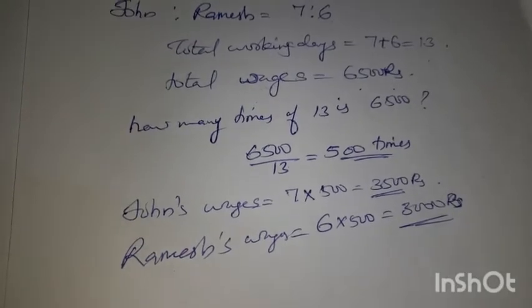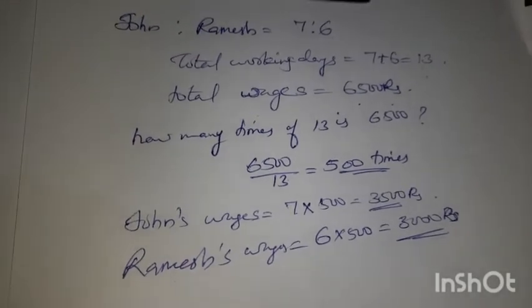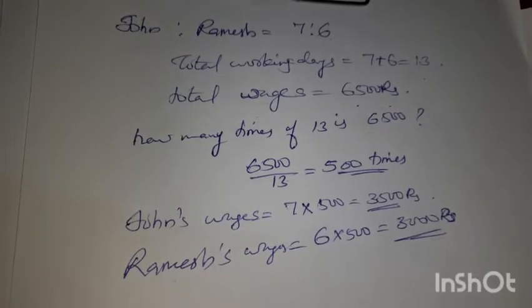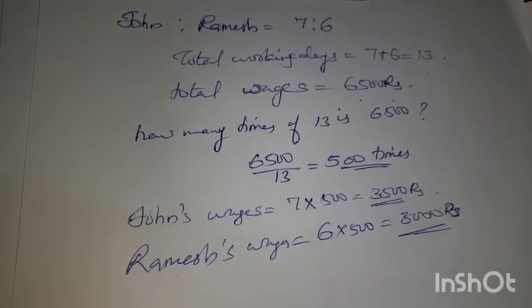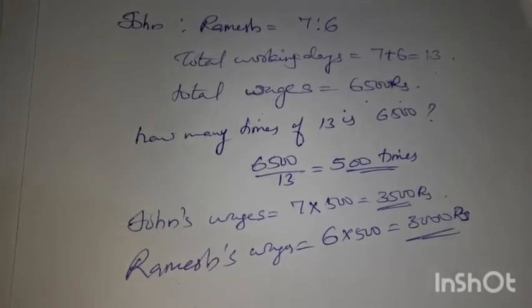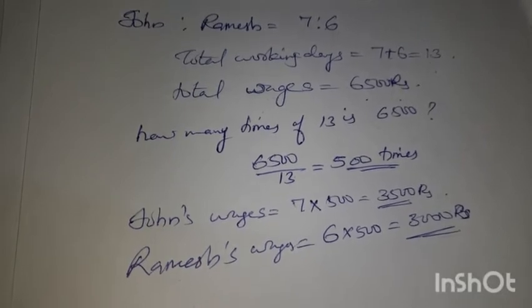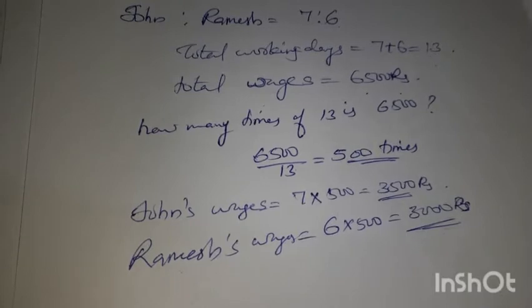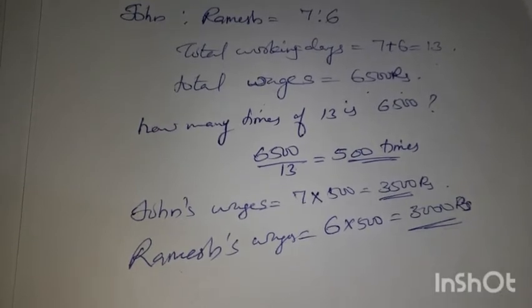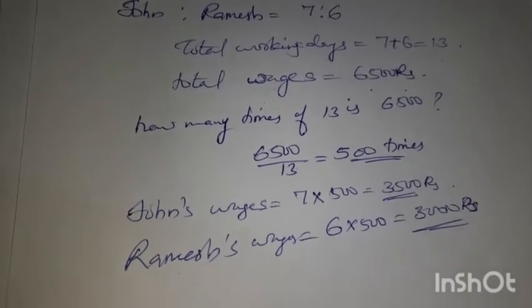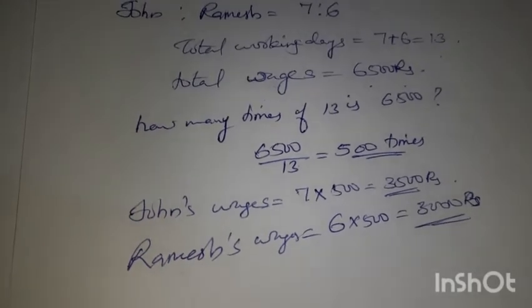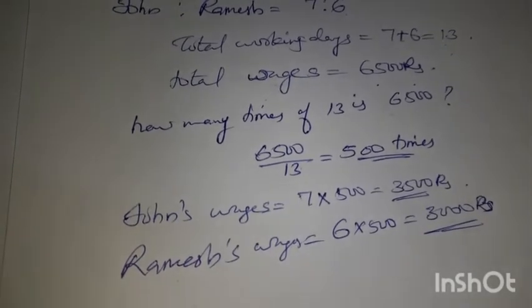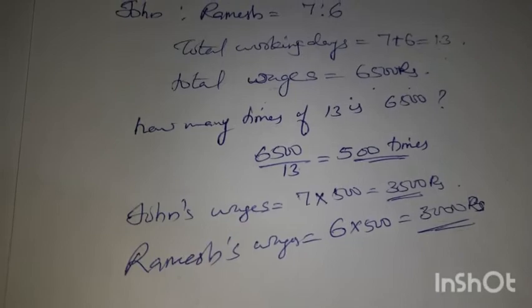So first you write the ratio of their working days, then find the total working days according to the ratio. Then how many times of that is the total wage, that you can find out. 6,500 by 13. So each day how much wage they will get, from that you can find out. John worked 7 days, so 7 into 500. Ramesh worked 6 days, that is why 6 into 500.